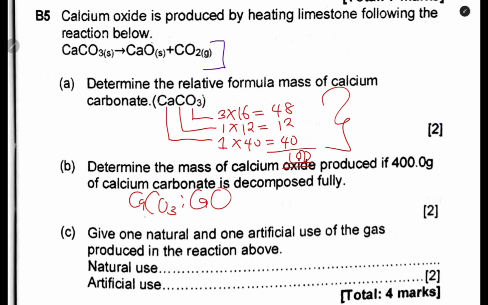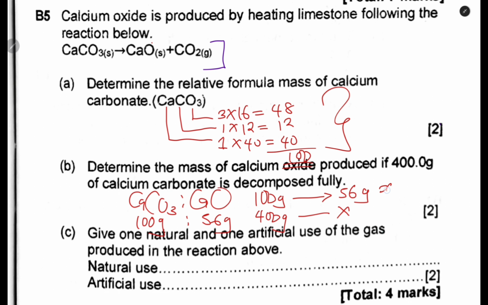So here the relative formula mass of calcium carbonate is 100, and of course gram. Then for calcium oxide, calcium is 40, 16 is oxygen, so it gives us 56 gram. Which means if 100 gram of calcium carbonate is decomposed fully, it produces 56 gram of calcium oxide. But what if you decompose 400 gram? So 100 gram produces 56 gram. What about 400 gram of calcium carbonate? What would be the calcium oxide?